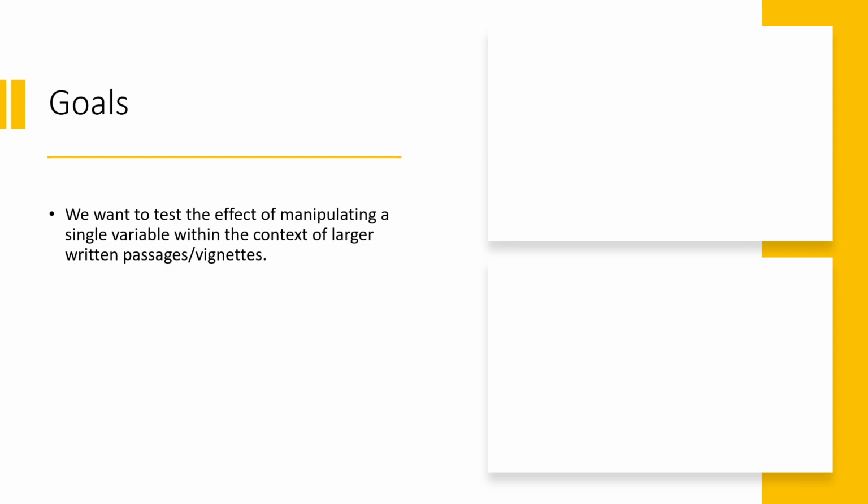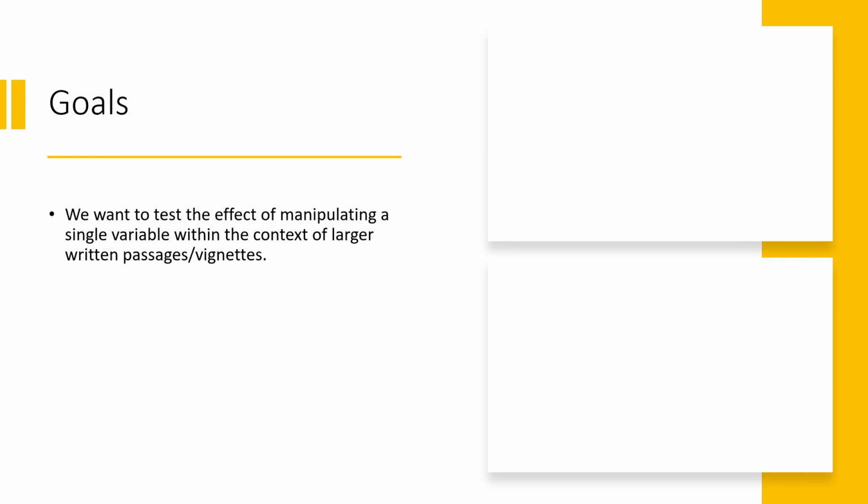So our goal for this type of setup, again, is that we want to test the effect of manipulating a single variable, but within the context of some larger written passage or vignette. So this might look like having a person read two platform statements, and you're just interested in changing one thing to see the effect of that one variable on people's judgment of political candidates. And that's the example we'll use in a second.